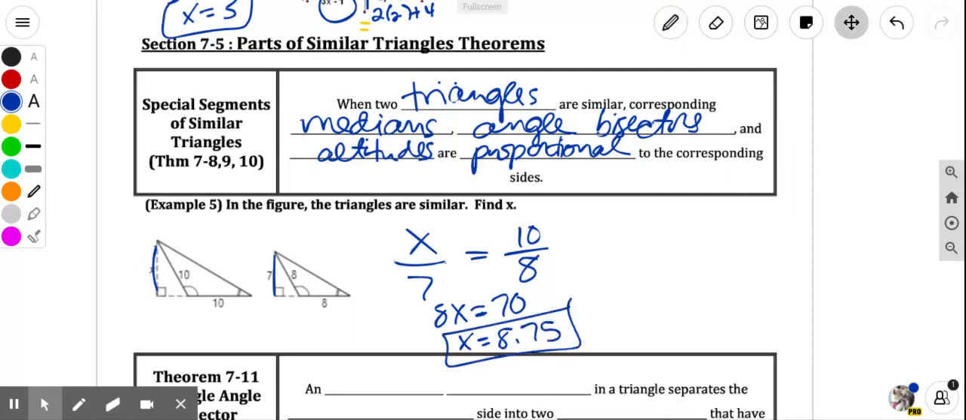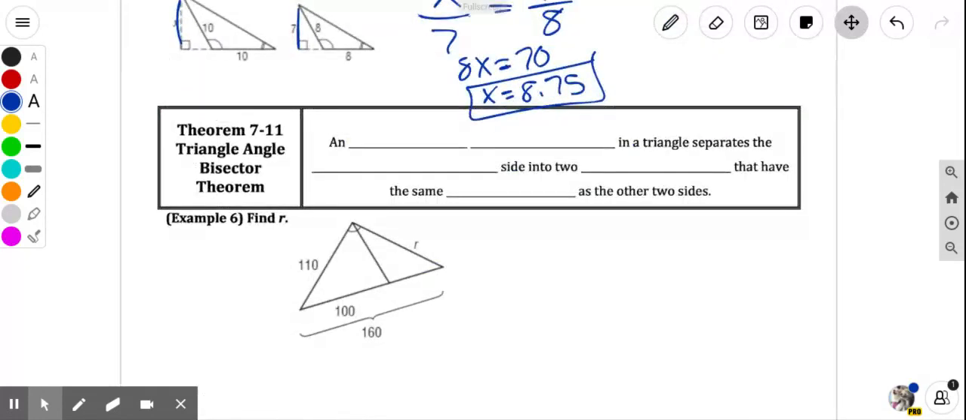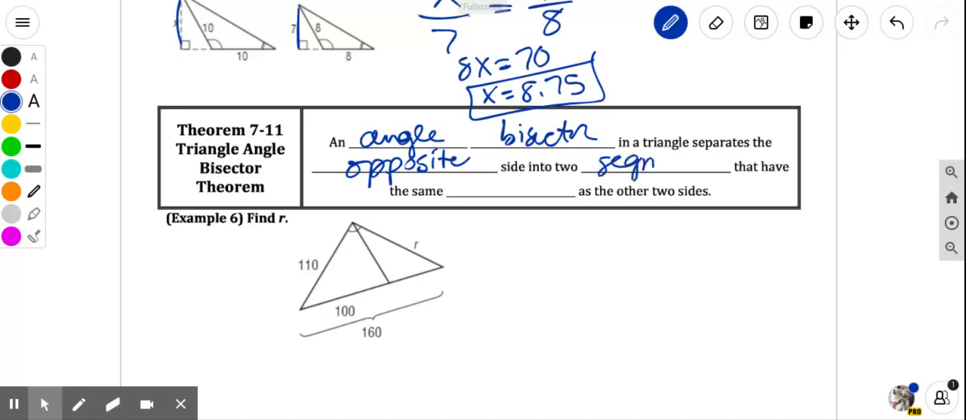Okay. So the last theorem that we're going to talk about is the triangle angle bisector theorem. And this deals with just one triangle that has an angle bisector in it. So an angle bisector in a triangle separates the opposite side, so basically the side opposite the angle that's being bisected, into two segments that have the same ratio as the other two sides. So basically it cuts it into proportional pieces.